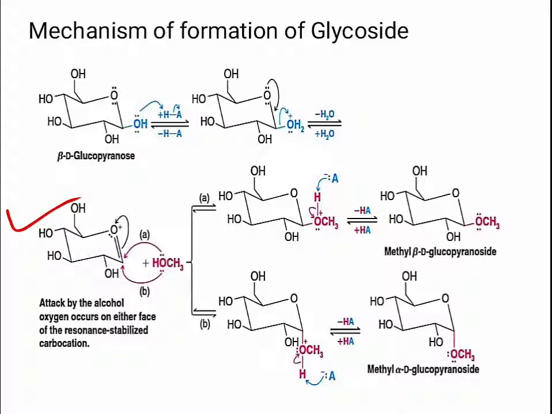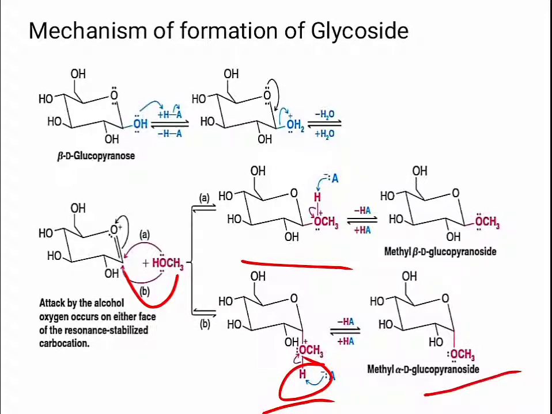Now this methanol will attack and it has two opportunities. It can attack either from the upside or from the downside. If it attacks from the upside, then you will get this methyl beta D glucopyranoside, because here the OCH3 group is attaching at the upper position, that means in the equatorial. And if it attacks from the downside, then you will get this, and after the deprotonation you will get methyl alpha D glucopyranoside.